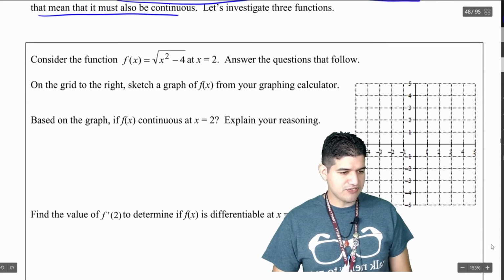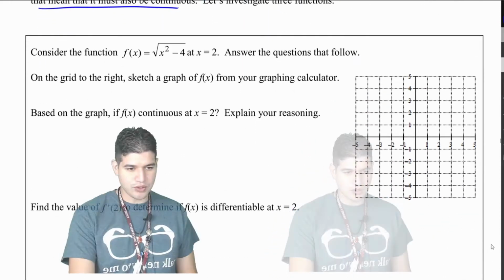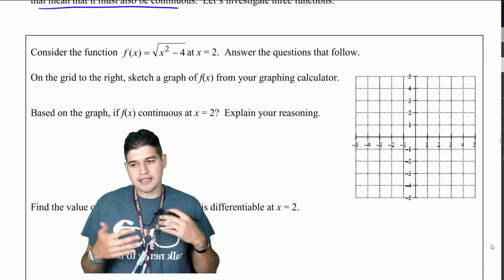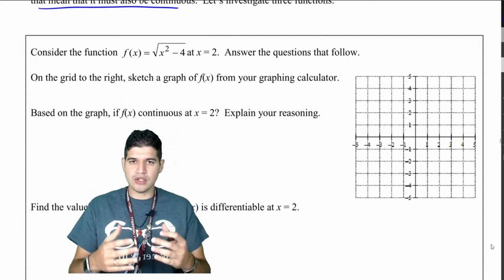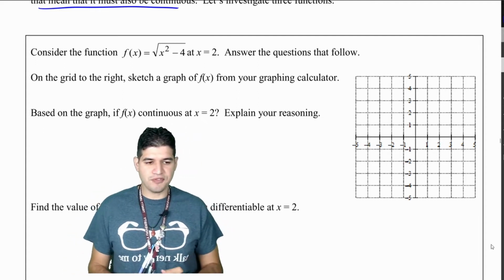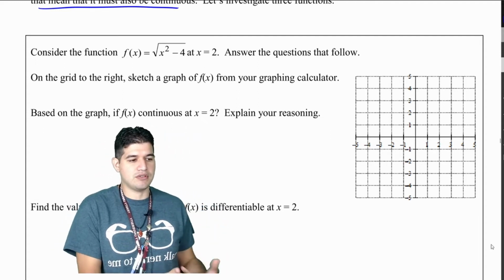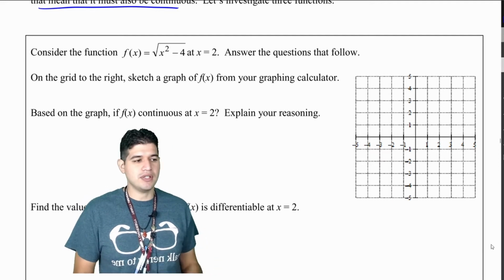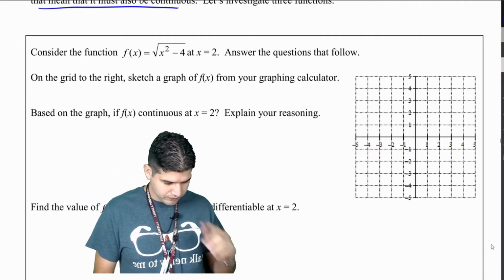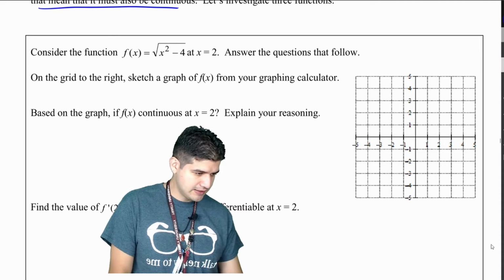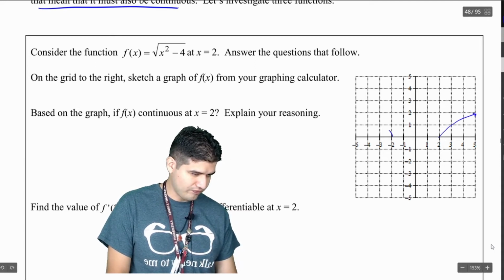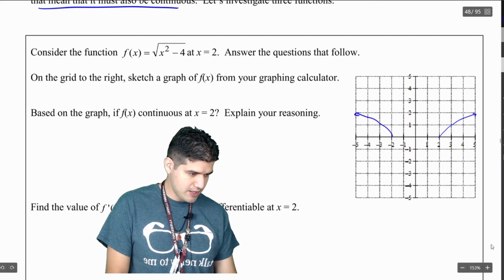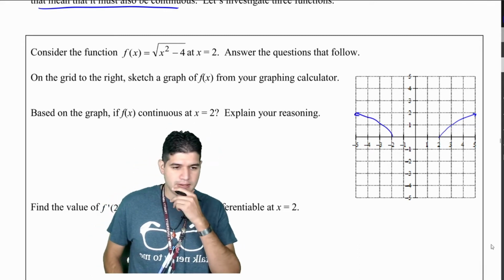So in this first one, let's consider this function, the square root of x squared minus 4. I'm going to really look at it at 2. The first thing that we want to do is sketch the graph. Put it into your calculator and let's sketch the graph. And when you do that, you're going to get something that looks pretty close to that.